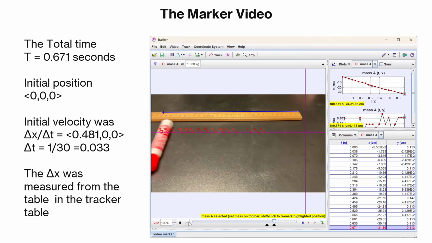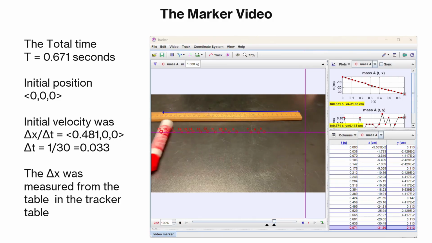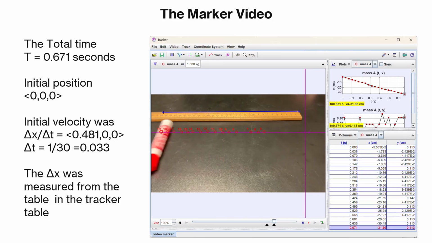Here we see our video. It's only 0.671 seconds. We treated the initial position to be from where my groupmate's finger left the marker, which got it to its initial velocity, which should be its final velocity, or constant velocity. The shutter speed between frames was 0.033 seconds, which we accessed through the data panel. By using the middle column, the x displacement, we were able to derive that the average velocity, initial velocity, constant velocity, was 0.481 meters per second.